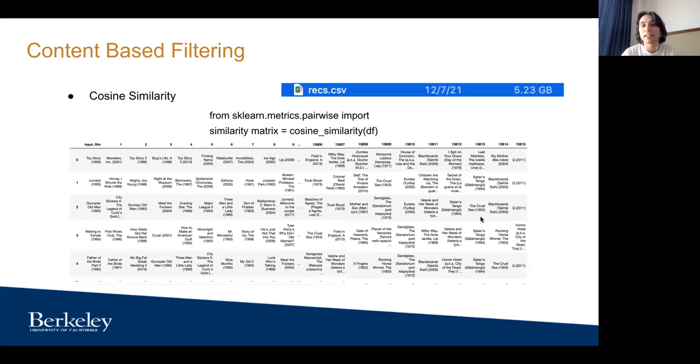However, look at the size of the file as well. We have a 5 gigabyte file because this file is huge. But it does query very quickly. So that is a benefit here.